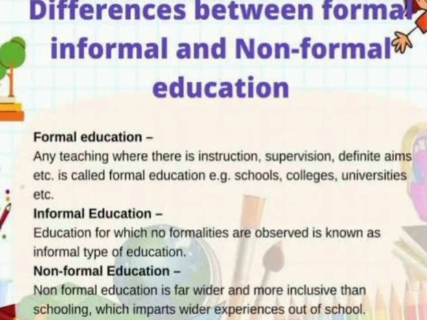So now going to the third one, that is non-formal education. So non-formal education is far wider and more inclusive than the schooling system, which imparts wider experiences out of the school. Okay, so non formal education refers to the education that occurs outside the formal school system. So basically, non formal education system helps individual with decision making and builds self confidence. It fosters development of skills and knowledge. So non formal education system is voluntary.